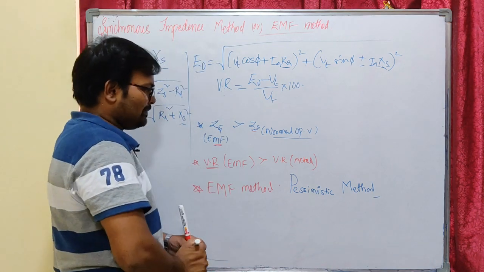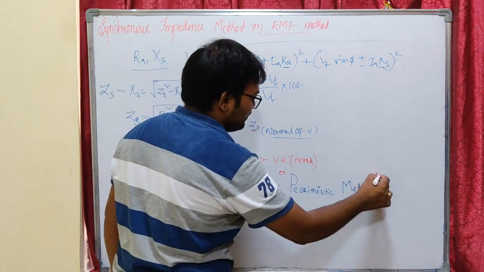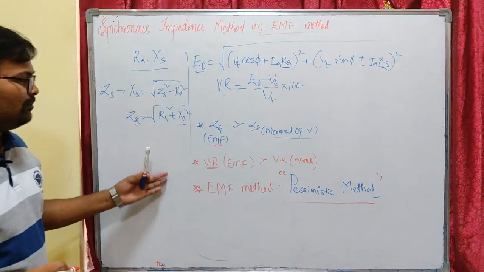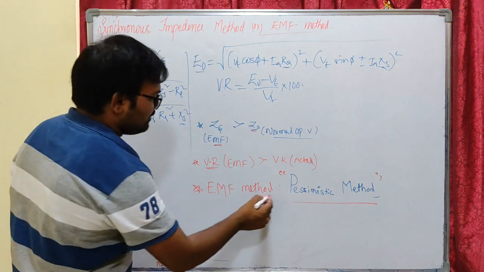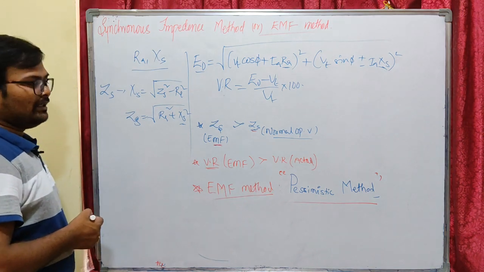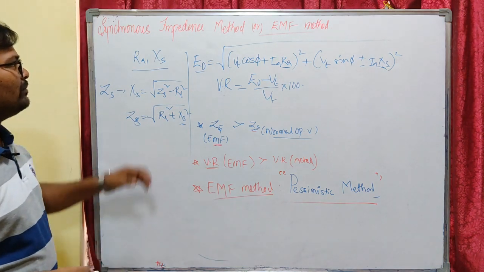Which of the methods is pessimistic? You will be asked this in competitive exams. Which of these methods, the EMF method, the MMF method, or the Potier triangle method, is pessimistic? The EMF method is the pessimistic method. So this is about the synchronous impedance method of finding voltage regulation.